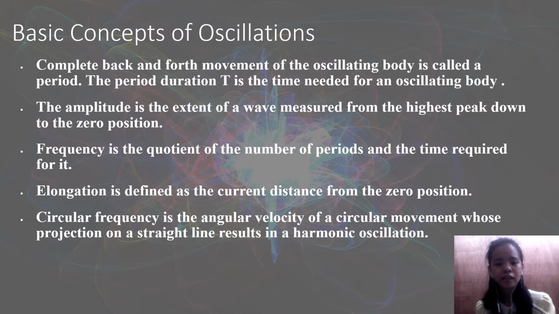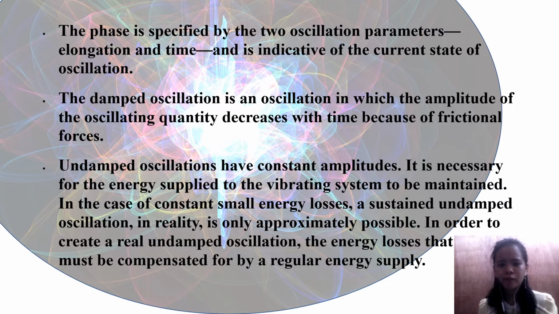Circular frequency is the angular velocity of the circular movement whose projection on a straight line results in a harmonic oscillation. The phase is specified by the two oscillation parameters, elongation and time, and is indicative of the current state of oscillation. A damped oscillation is an oscillation in which the amplitude of the oscillating quantity decreases with time because of frictional forces. Undamped oscillation has constant amplitude.